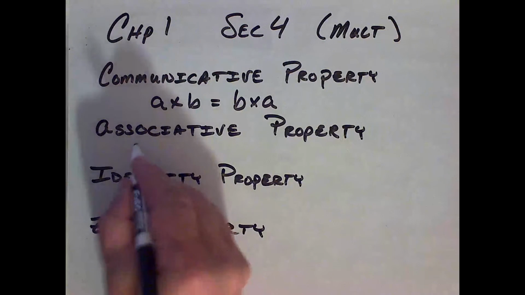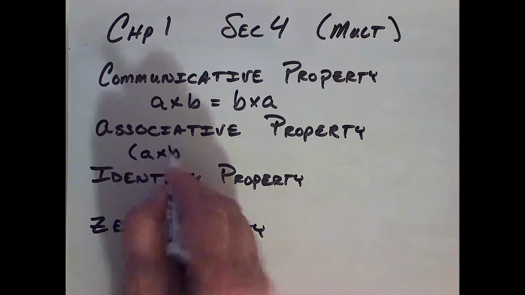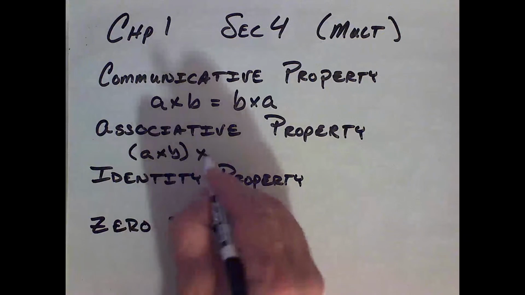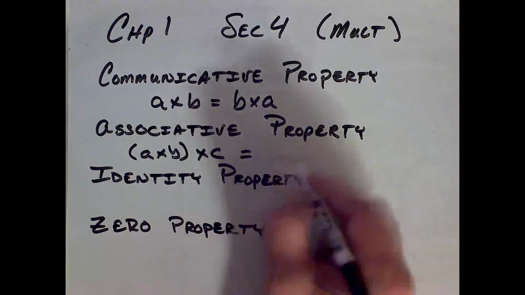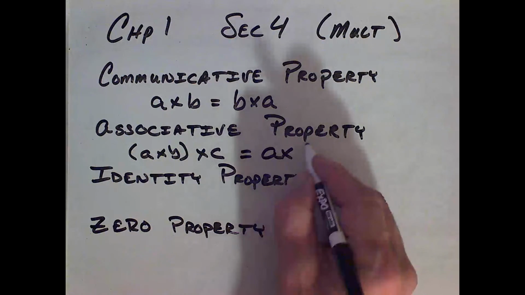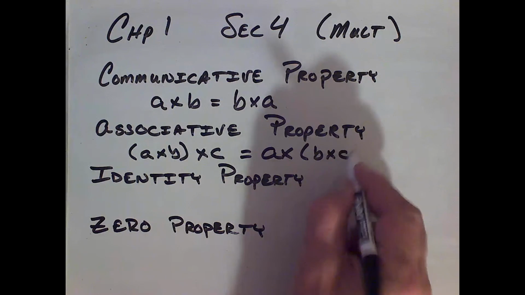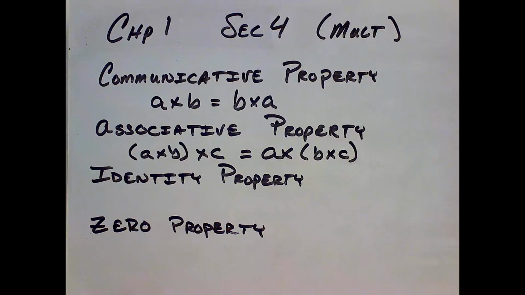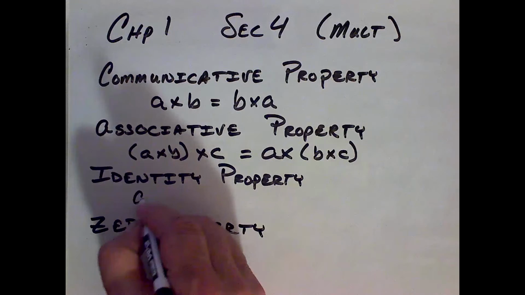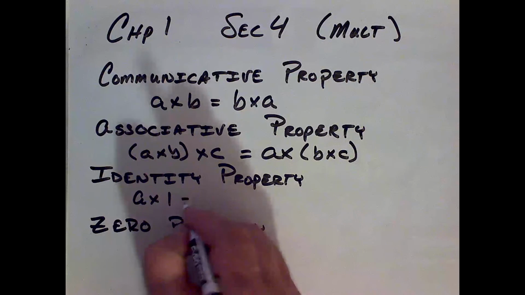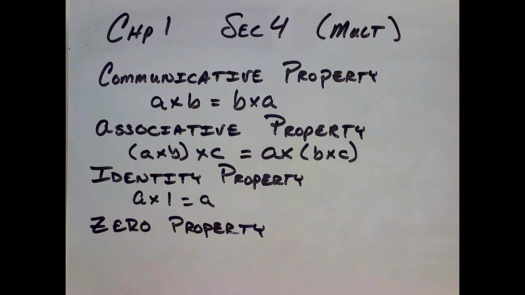In other words, (A × B) × C is the same as saying A × (B × C). The identity property is a little bit different. The identity property says A times 1 equals itself. So anything times 1 equals itself.